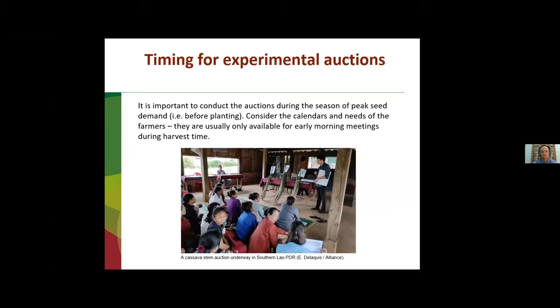It's very important to conduct the auctions during the season of peak seed demand. So we're talking about, of course, before planting occurs. Think carefully about the cropping calendars and the needs of your farmers. So for example, during harvest, they're usually only available in early morning for short periods of time.